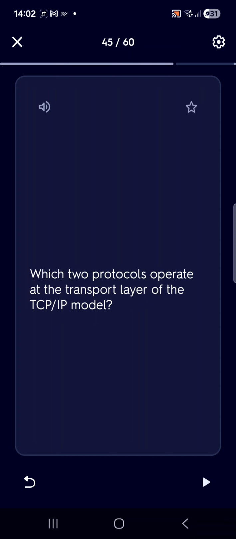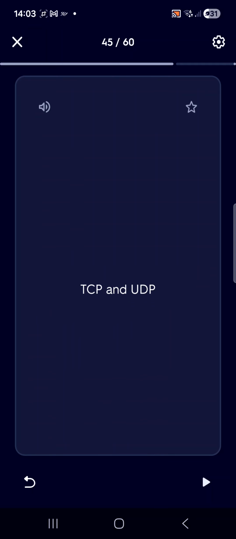Which two protocols operate at the transport layer of the TCP/IP model? What does TCP stand for again? It stands for the Transmission Control Protocol. Those are the two protocols: the TCP and the UDP.